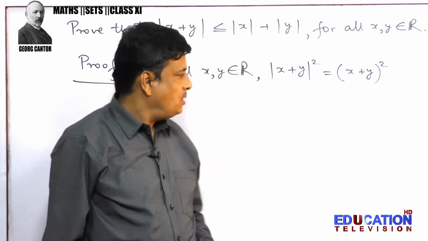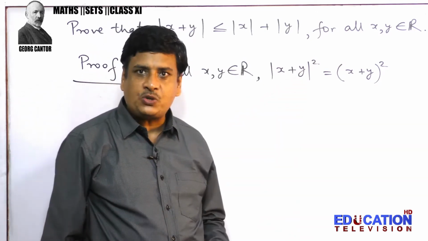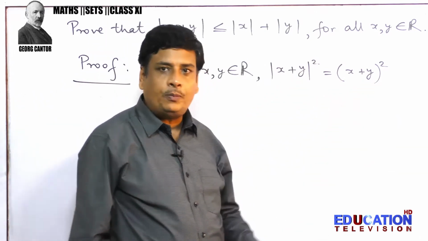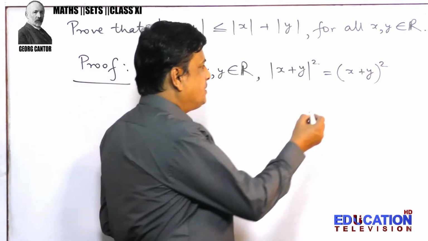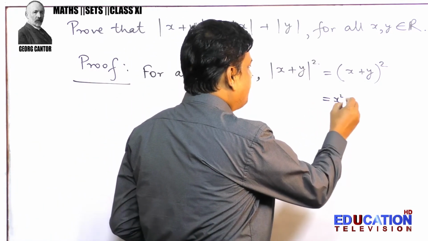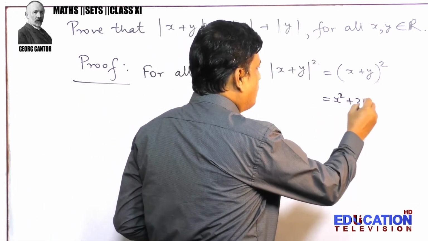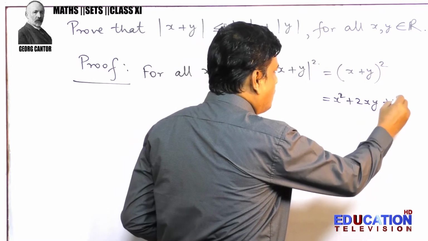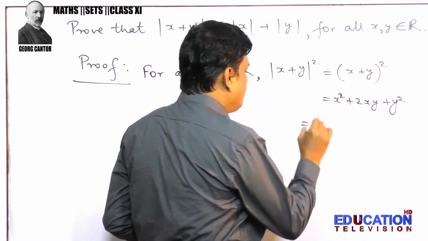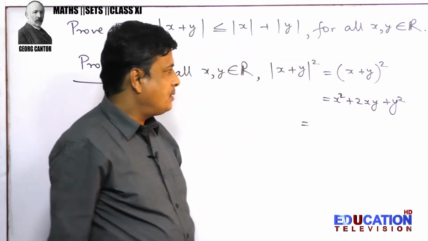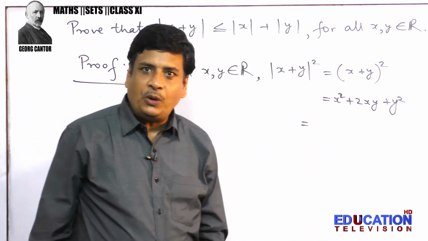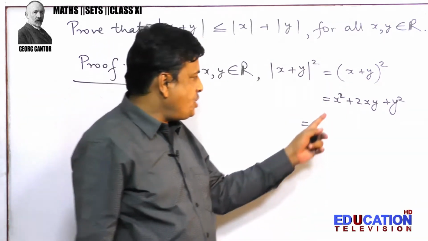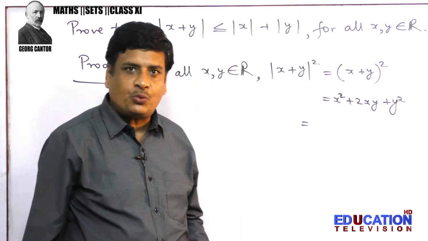Just we have shown a square of modulus x plus y, it is equal to a square of x plus y. Multiply x plus y with itself, then x square plus 2xy plus y square.